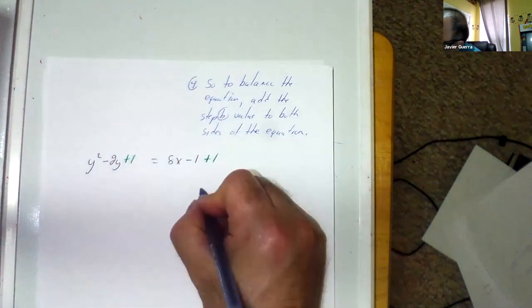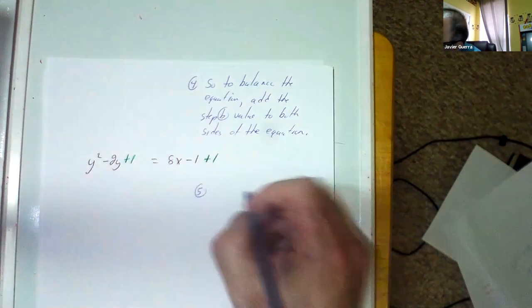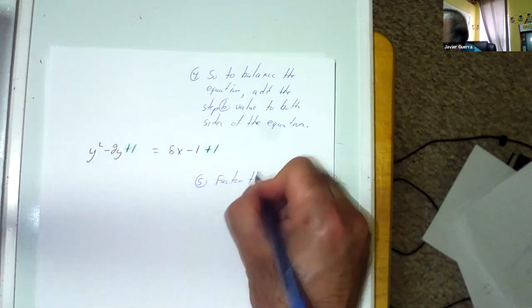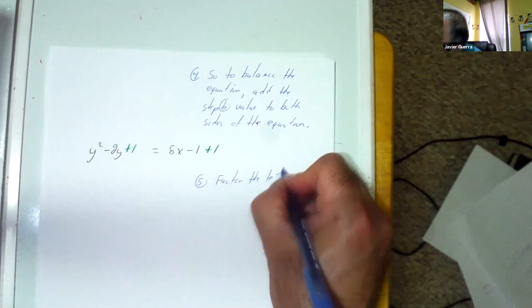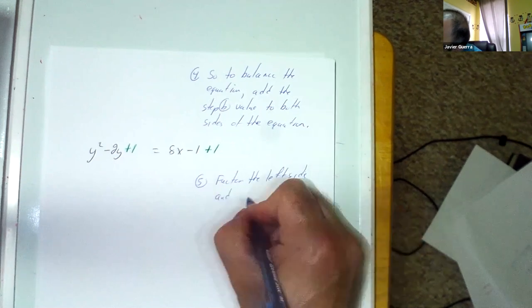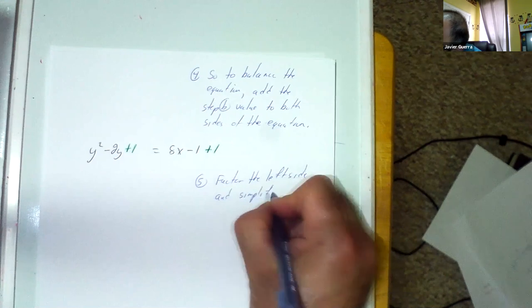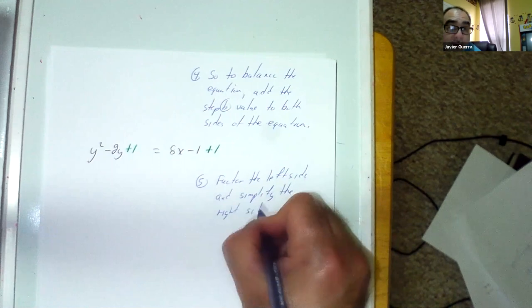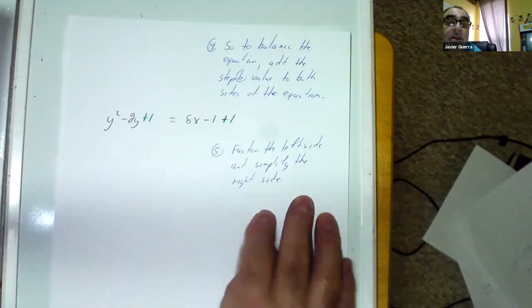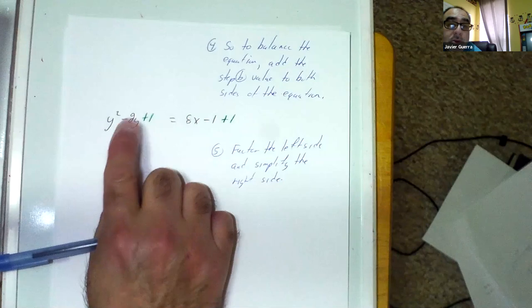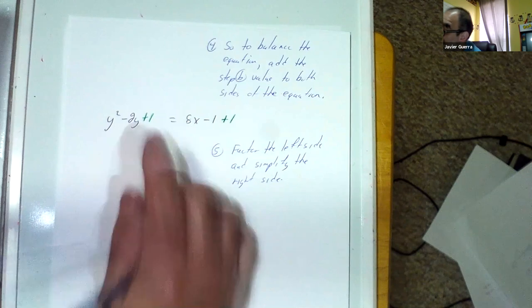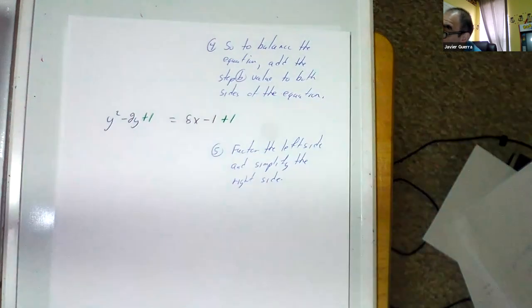Okay, here's the next step. Step five, you're going to factor the left side and simplify the right side. So you're gonna have to factor this. How do you factor y squared minus 2y plus 1? Any ideas? Y minus 1 squared? That is correct.